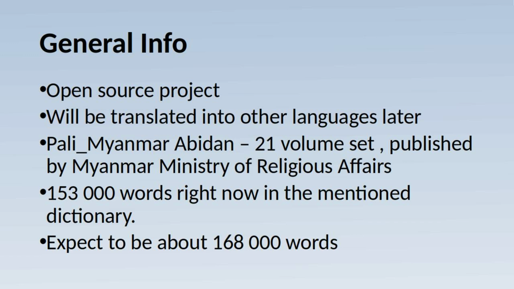We have the dictionary that is an abridged version of the Pali-Myanmar Abhidan dictionary. This is a 21-volume set that has been published by the Myanmar Ministry of Religious Affairs. Right now, there's 153,000 words in this abridged version of this dictionary. And we are typing some other words as well, and we expect it to be about 168,000 words.